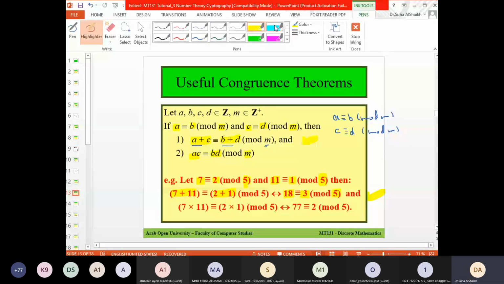Also, if I multiply 7 by 11, 77, and 2 by 1, which is 2. Again, they are congruent modulo 5, and this is true. Easy to be proven. Here 5 divides 77 minus 2, meaning 5 divides 75, and this is correct. So this one is correct. They are just trying to show you that this theorem is true with an example. Clear?